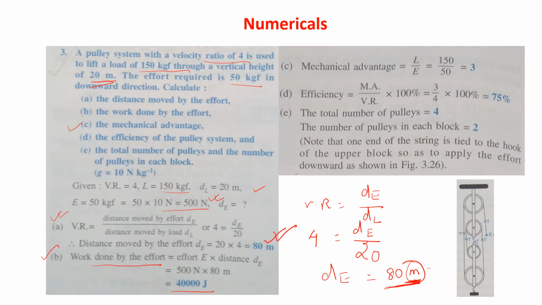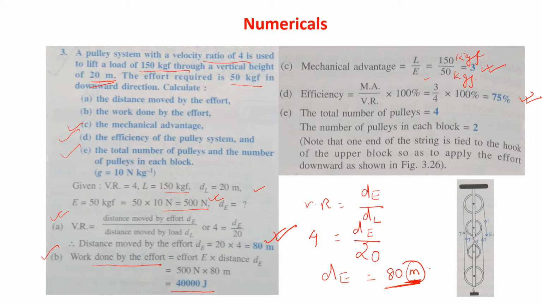Number C, the mechanical advantage, load by effort. Load is 150 kgf. I have taken kgf because this is also in kgf, and this is 50 kgf. So kgf gets cancelled, so it is becoming 3. No problem if I am taking kgf now, no need to do it in Newton. Now the next question is efficiency: mechanical advantage by velocity ratio into 100. The mechanical advantage is equal to 3, I have got just now. Velocity ratio is given, 4, into 100, so 75% efficient.